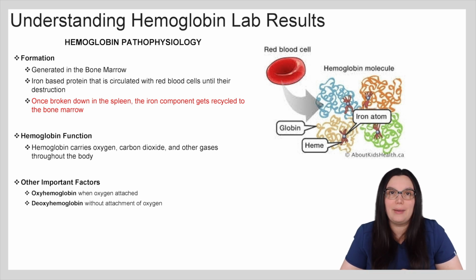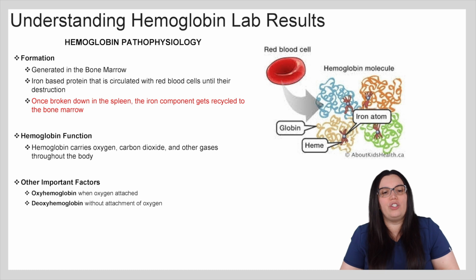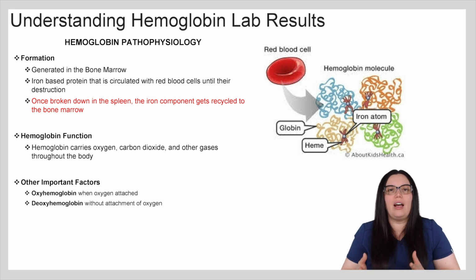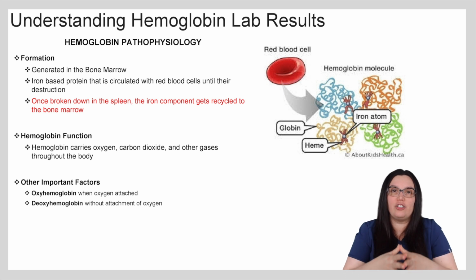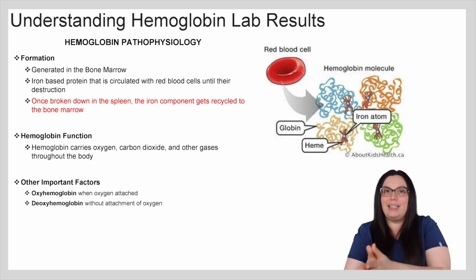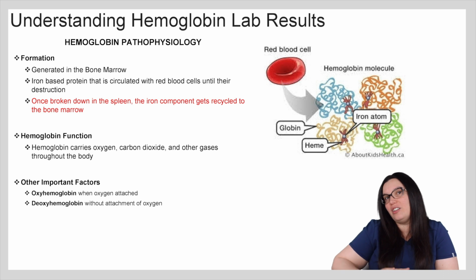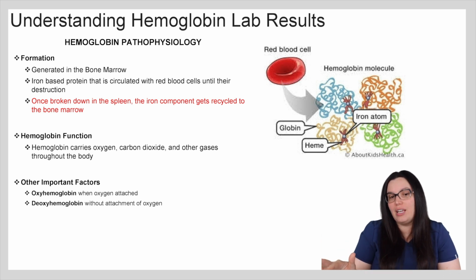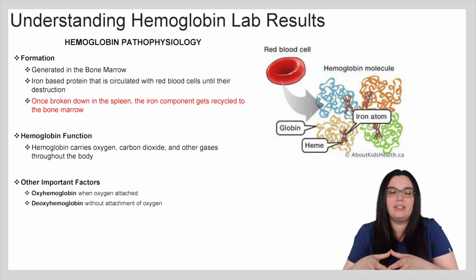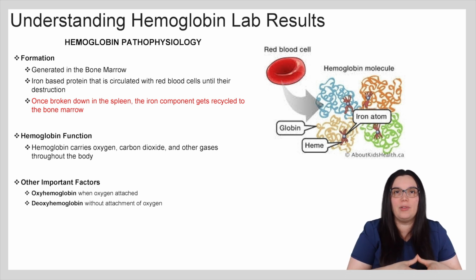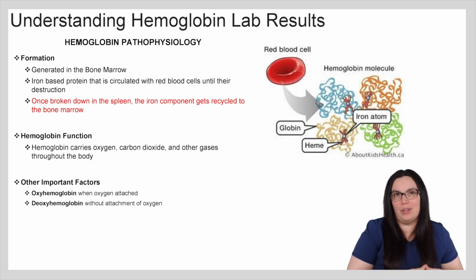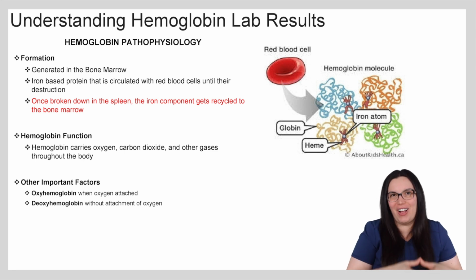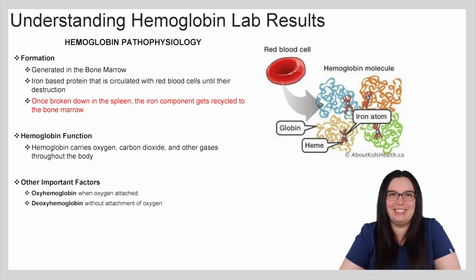gases throughout the body. Something additional that's important to note is we have 2 different kinds of hemoglobin. We have oxyhemoglobin and deoxyhemoglobin. With oxyhemoglobin, that is when oxygen is attached. So if oxygen is attached to our hemoglobin, we have oxyhemoglobin. Once that oxygen is released to the tissues, there is no longer that attachment of oxygen. That particular kind of hemoglobin is called deoxyhemoglobin, meaning that there's no attachment of oxygen to that hemoglobin.